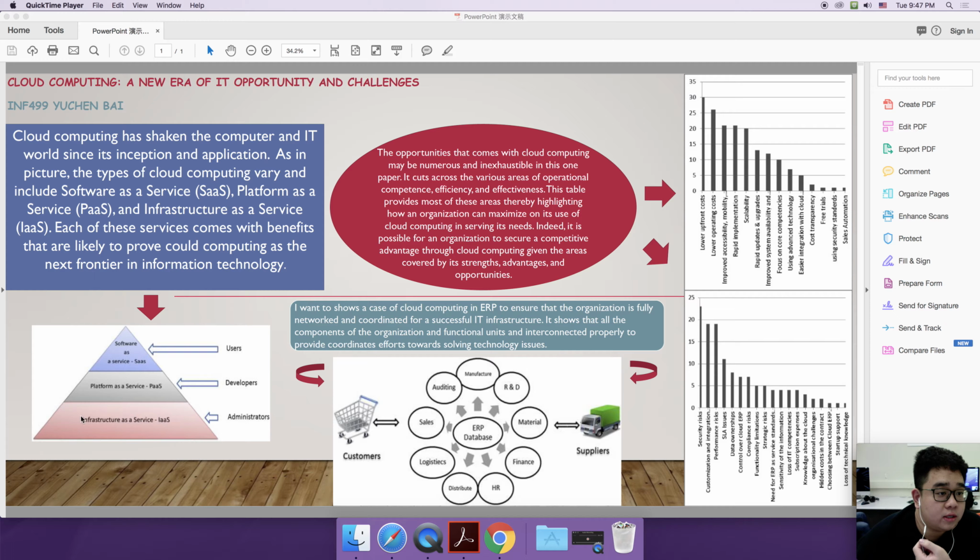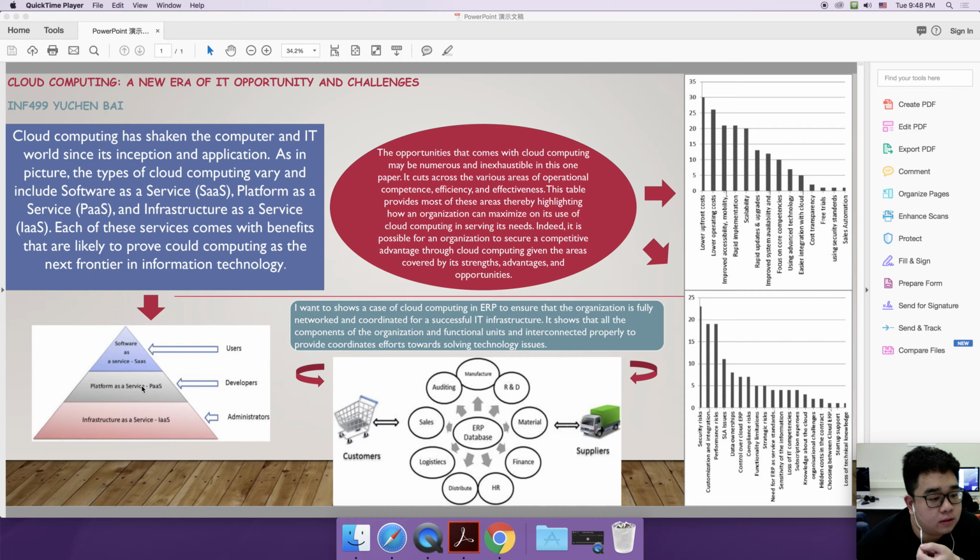As in the picture, the types of cloud computing vary and include software as a service, platform as a service, and infrastructure as a service. Each of these services comes with benefits that are likely to prove cloud computing as the next frontier in information technology.